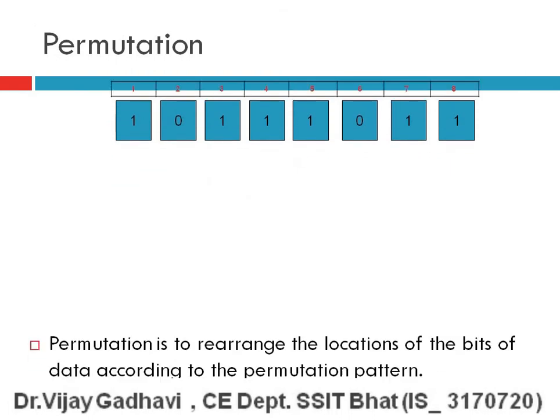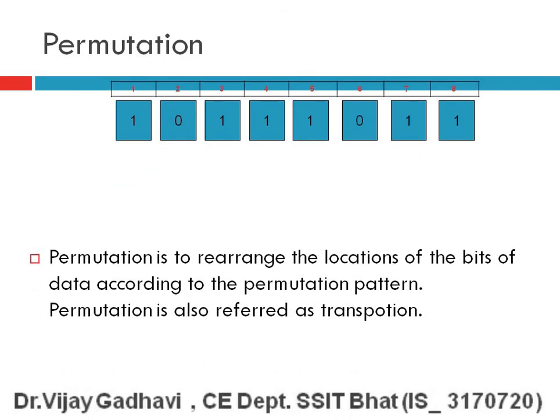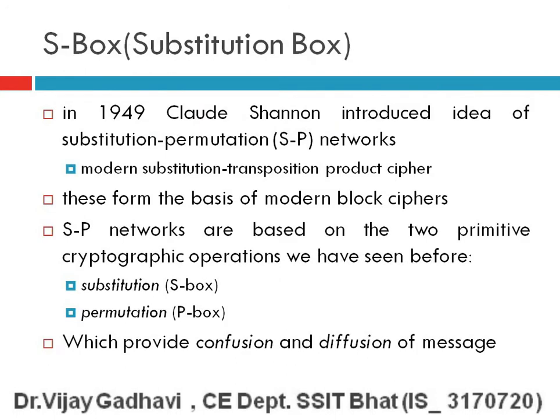Now we can check the numbers of bits are rearranged, the location of bits of data according to the permutations pattern. Permutations is also referred as transposition. S-box, substitution box. In 1949, Claude Shannon introduced the idea of substitution permutation network. Modern substitution and transposition product cipher. This forms the basis of modern block ciphers.